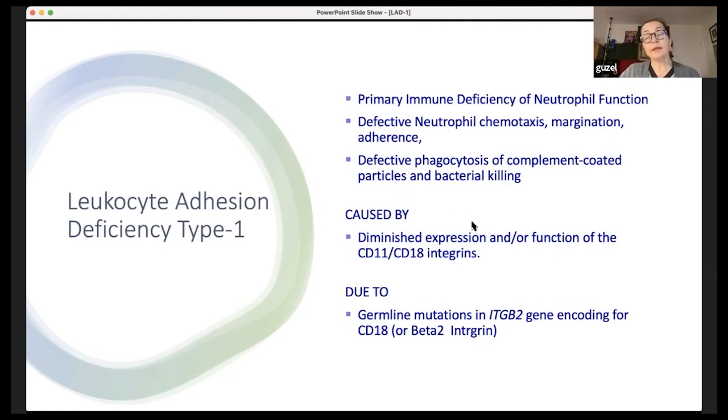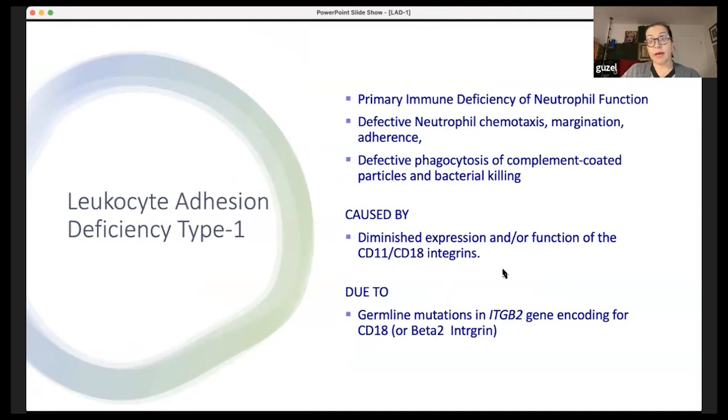But the problem is not just being able to adhere and move, they are also not able to engulf, to perform phagocytosis of the bacteria or bacterial particles that are coated with complement, because one of the dimers of CD18, the one it forms with 11C, is very critical for that complement-mediated bacterial killing. Thus, in most senses, it explains the difficulty of handling bacterial infections.